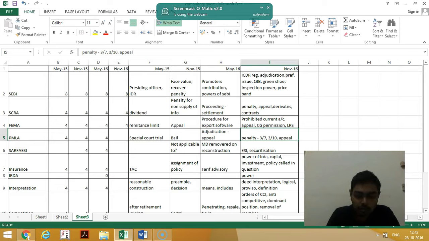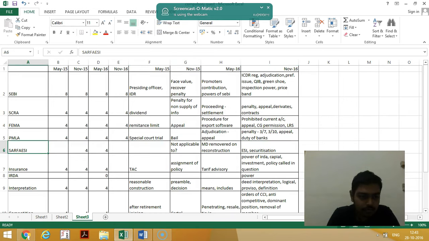Then in PMLA, constantly 4 marks question they are asked, so this time also we will expect some 4 marks from that. Then special court trial they were asked in May 15, bailing provision they have asked in November 15, and adjudicating appeals they have asked in May 16. So this time we may take the 3 to 7 years penalty, 3 to 10 years penalty, and duties of banks, that we can expect this time.